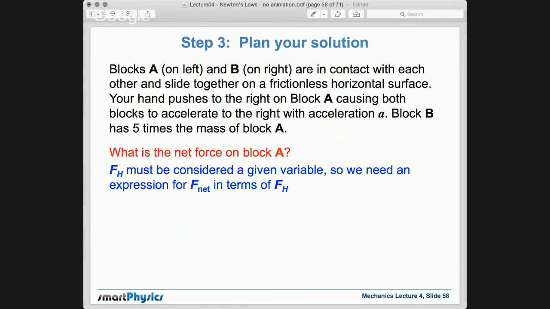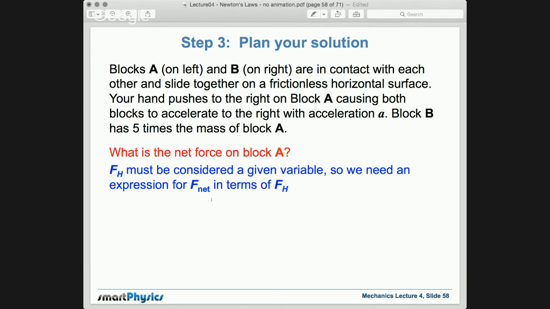Okay, so we're still in the middle of this problem, so we're at step 3 now. We've kind of understood the physics, now we can plan our solution. So again, the question is, given the scenario, what is the net force on block A? Okay, so the force from the hand, FH, we should consider this a given variable because the problem is asking about a different force. And so in order for us to solve this problem, we would either have to consider that a known variable, or the problem would provide a number for that.